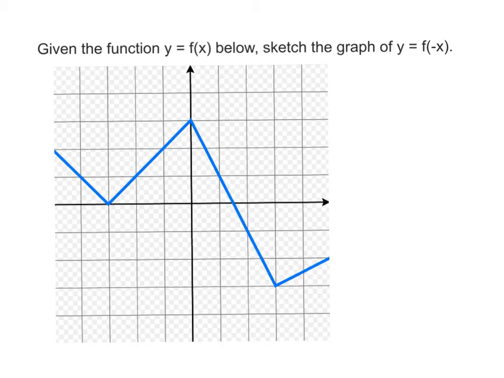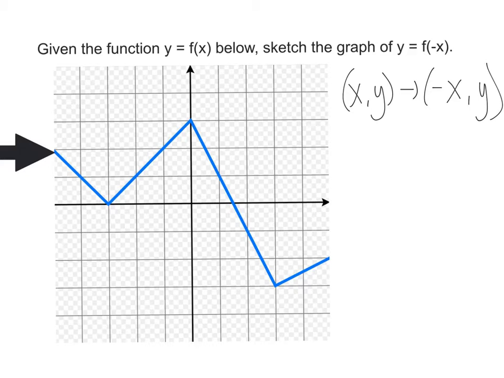This is the same graph for f of x, but now it's asking you to sketch the graph of f of -x. So that's going to be a reflection in the y-axis. So for these points, the mapping rule is going to be x, y maps to -x and y. So it's the x values that change, not the y values.